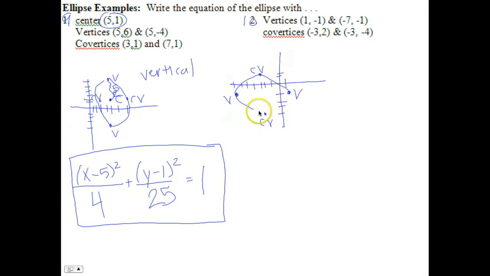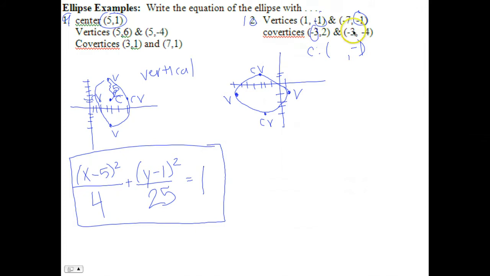Now this one, we don't have the center, but we can easily find it by looking at what value the vertices have in common, and that will be the x or y value of our center, and likewise for what the co-vertices have in common. Now since the vertices both have a y value of -1, our center will have a y value of -1.